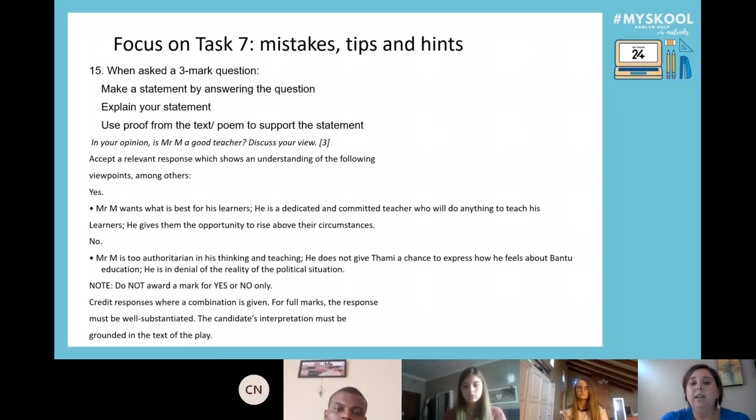Yes, he's a good teacher because he gives his learners opportunities, like the debate. He's also a good teacher because he's very passionate and committed. He goes to school every day. And because he loves his children. He tells Isabel that Tommy is his favorite. So make a statement and give proof from the text for 3 marks. 3 statements, 3 proofs. That's your safest way.